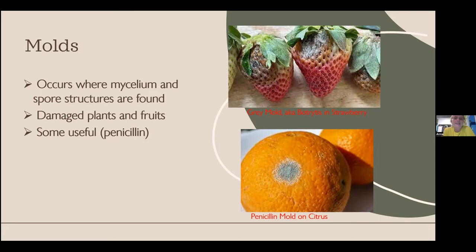Another one I see an awful lot on citrus rinds is penicillium. Hey, we know what that is. That's an antibiotic. That's useful. Some of them are very useful. So we see penicillium show up. It's a blue-gray mold that shows up on citrus rinds. It can cause soft rot of that fruit once it gets past that rind.